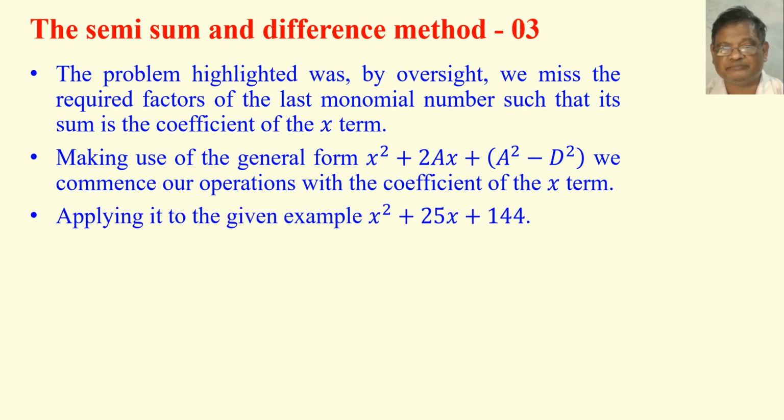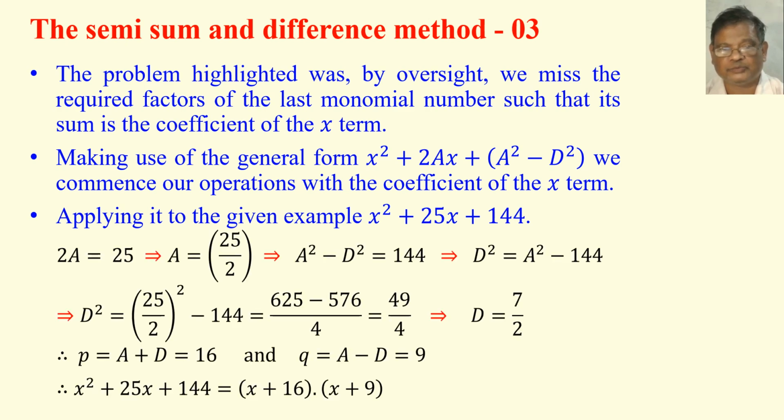Applying it to the given example x squared plus 25x plus 144, 2a is equal to 25, which follows that a equals 25 by 2. Hence, a squared minus d squared is equal to 144 and d squared is equal to 49 by 4 after simplification, which follows that d is equal to 7 by 2. Therefore, p is equal to a plus d, which is equal to 16, and q is equal to a minus d, which equals 9. Hence, x squared plus 25x plus 144 is equal to x plus 16 into x plus 9.